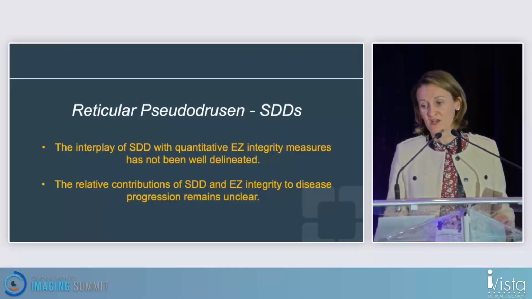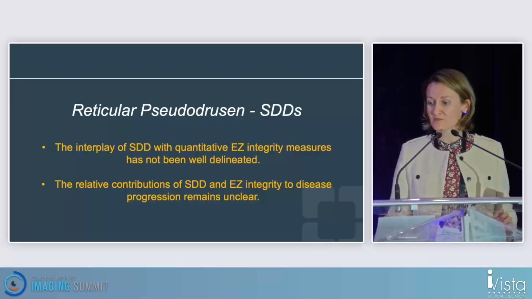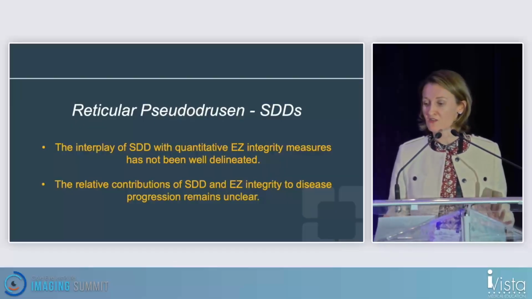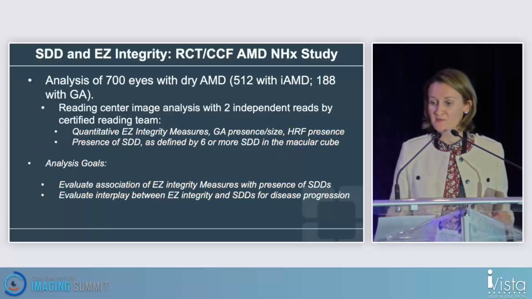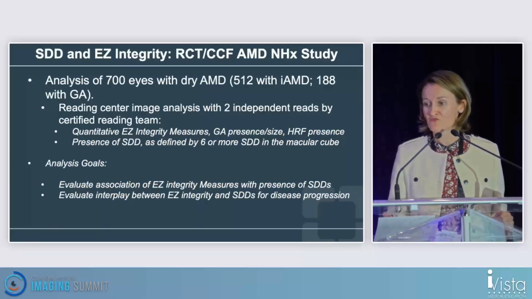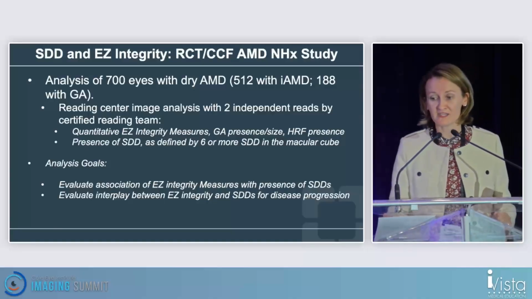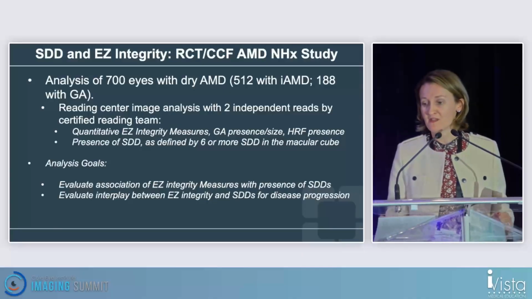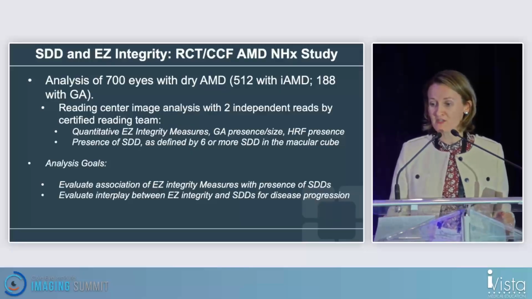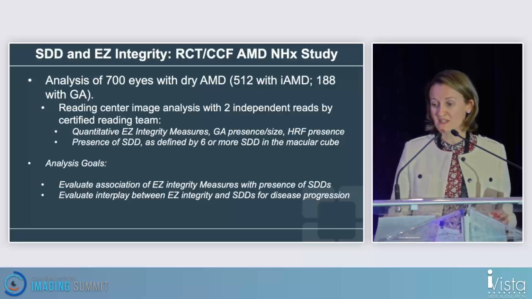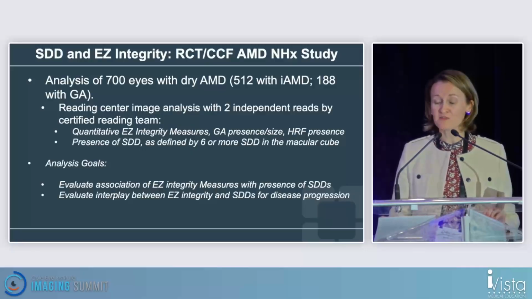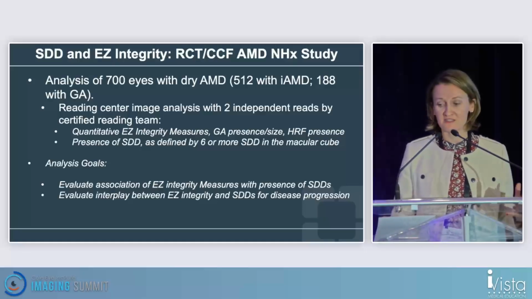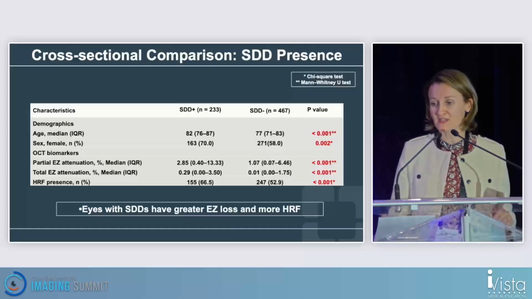So we sought to look at pseudodrusen or SCDs and the interplay between these and these EZ metrics, as well as the contributions of SCD and EZ integrity to how AMD progresses. To do this, we looked at an analysis of 700 eyes with dry AMD. Over 500 of them had intermediate AMD, and almost 200 of them had geographic atrophy. These images were analyzed by 2 independent readers, looking at quantitative EZ integrity metrics, and especially at whether these patients had SCD, which was defined as 6 or more in the macular cube scan, to better tell the association between EZ integrity measures with SCD, as well as that interplay and how disease progresses.